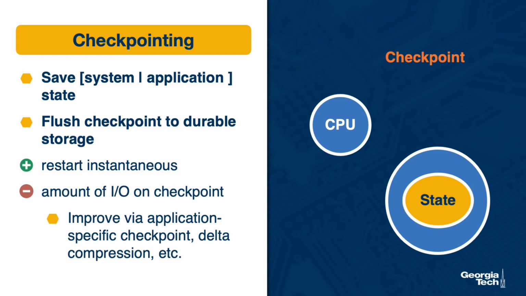The downside is that there is potentially a lot of I/O that needs to be performed during each checkpoint in order to save the full system state. This is why application-specific approaches are used in some contexts, such as HPC, so as to include in the checkpoint only the state that's really necessary for recovery. Another way to reduce the amount of checkpoint I/O is to keep track of the deltas across checkpoint intervals and then to write out only the changed portions of the state.